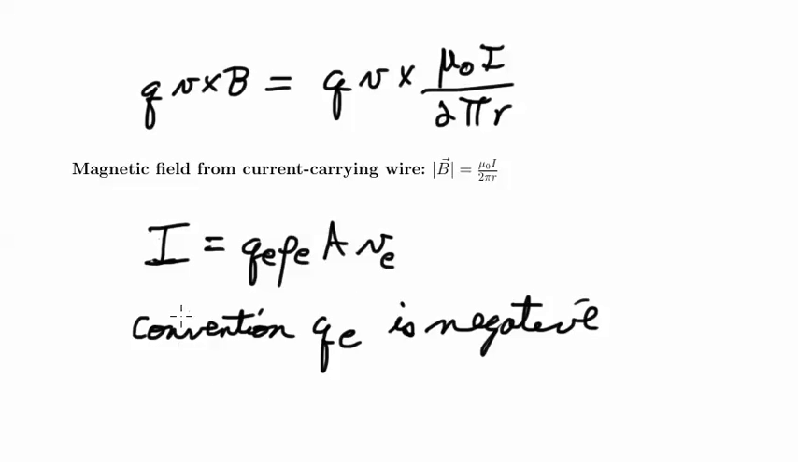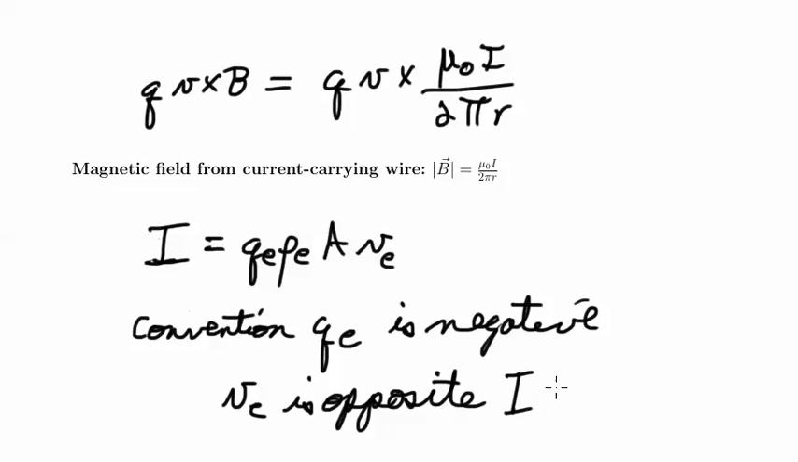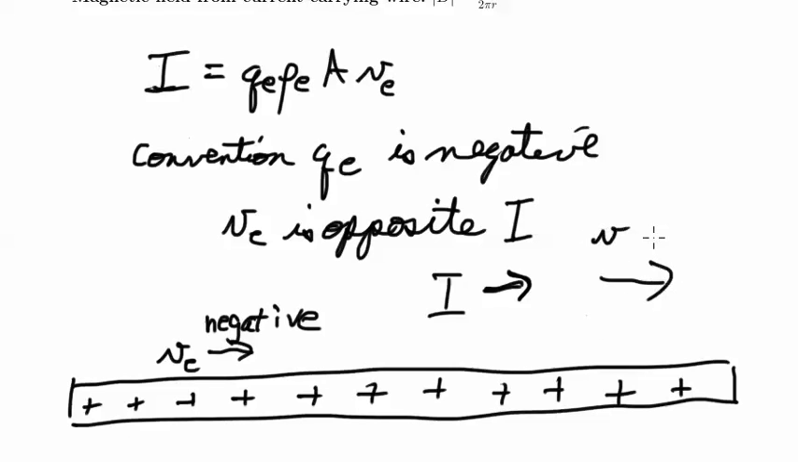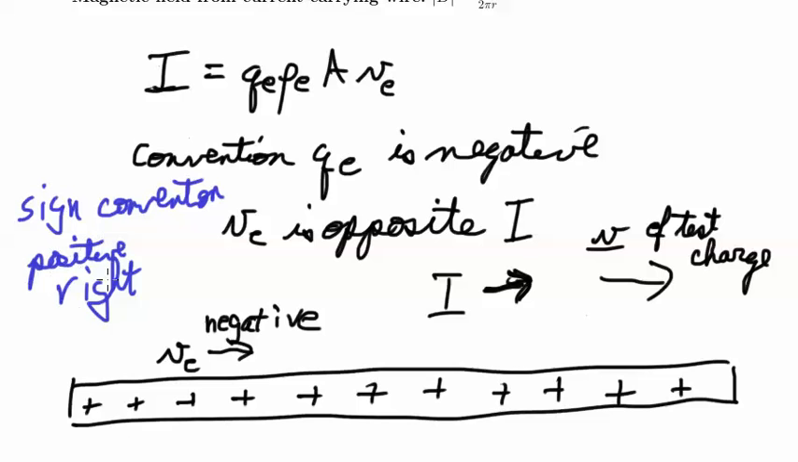So if we choose the convention that Q sub e is negative, then the velocity of the electrons is going to be opposite the current. So if we have a current going through this wire in this direction, the velocity of the electrons will be in that direction, or will be a negative number going. So we'll say v sub e is a negative number. We will go ahead and make the velocity of the charge also be the same direction, the velocity of the test charge. So basically we're making our sign convention be positive right.